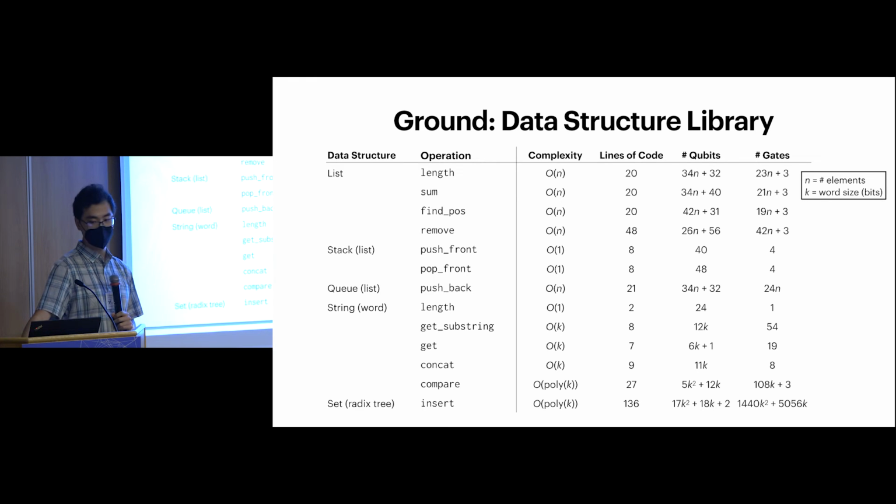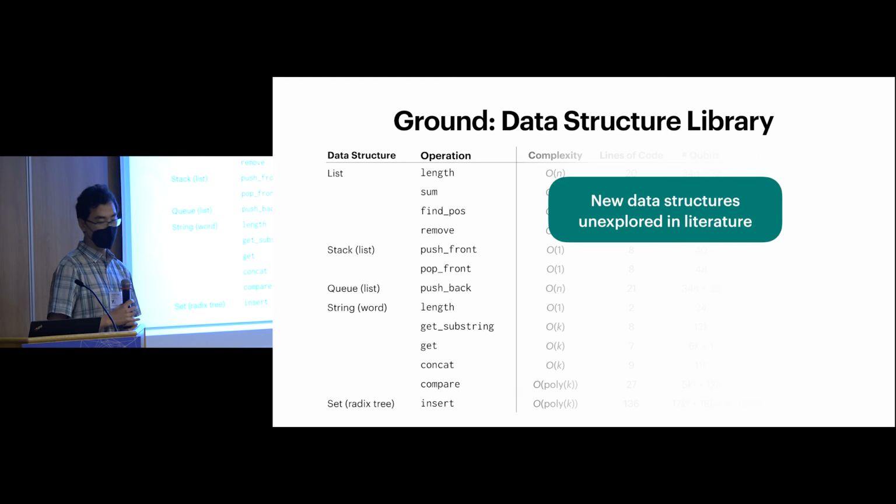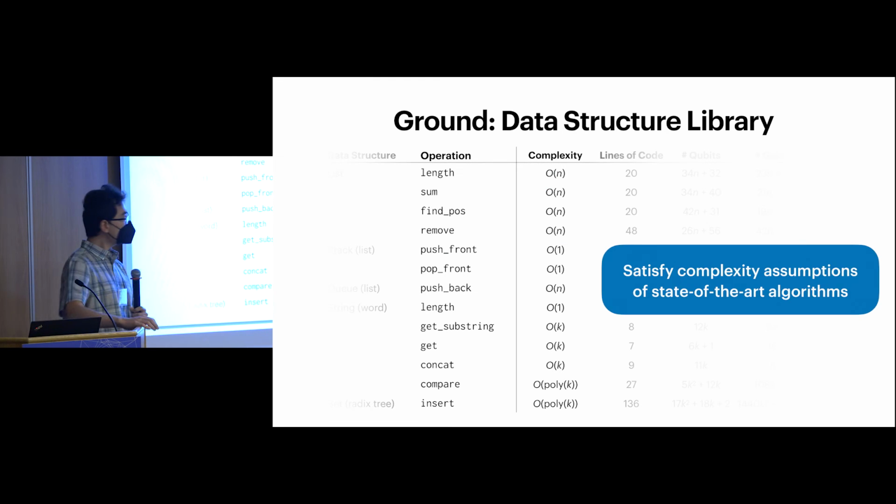I just want to point out that what we did in the Ground library was that we developed a set of data structures. These include lists, stacks, queues, strings, sets, and more that have been previously unexplored in the literature of quantum implementations, quantum programming languages. We showed that these data structures are actually able to satisfy the asymptotic complexity assumptions that state-of-the-art quantum algorithms are actually making. And if you look at the complexities, they're roughly in line with what you expect the classical versions of these data structures to have. And I'll point in particular to the fact that we have a polylogarithmic implementation of sets.